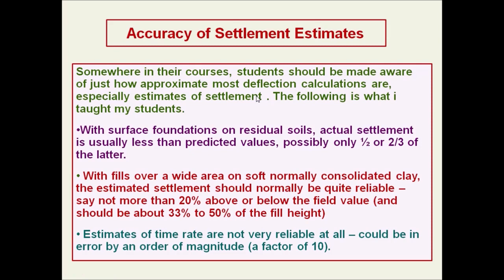With surface foundations on residual soils in particular, or probably firm over-consolidated soils, actual settlement is usually less than predicted values, possibly in the range of about a half or 2/3 of what you predict. And there are reasonable case records of measurements of structures on residual soil showing that to be the case.